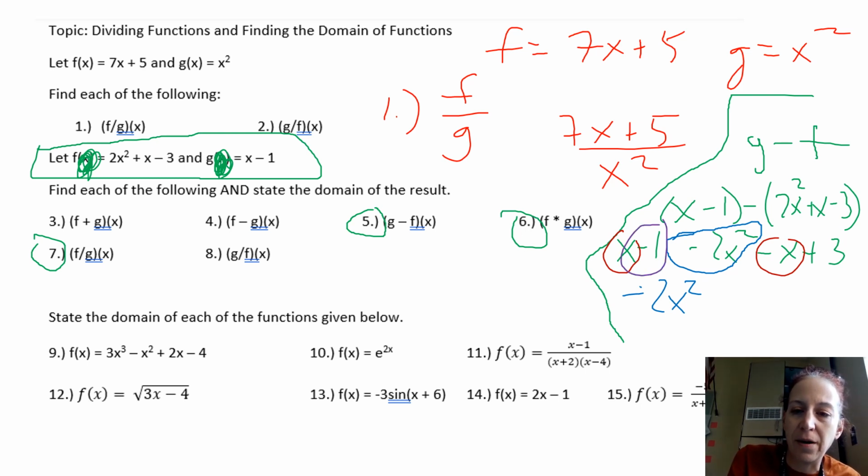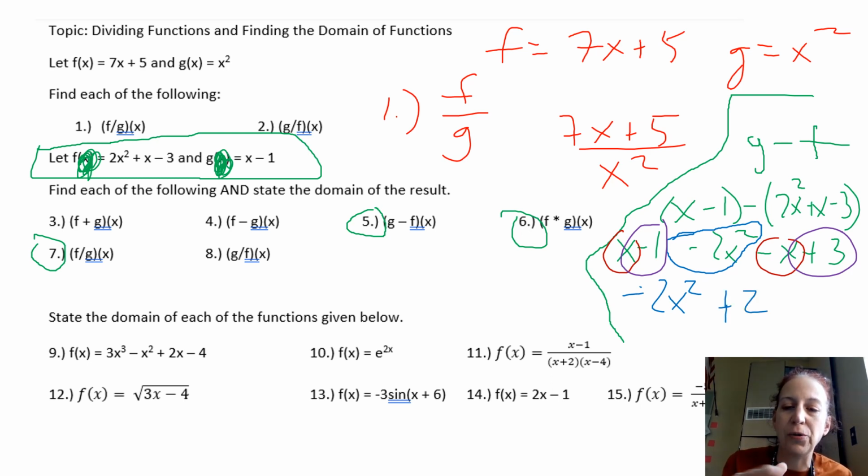And then we have -1 plus 3, which is 2. And so that simplifies to -2x squared plus 2.